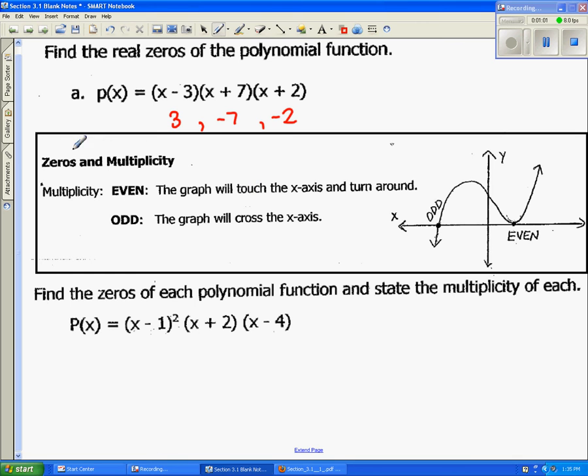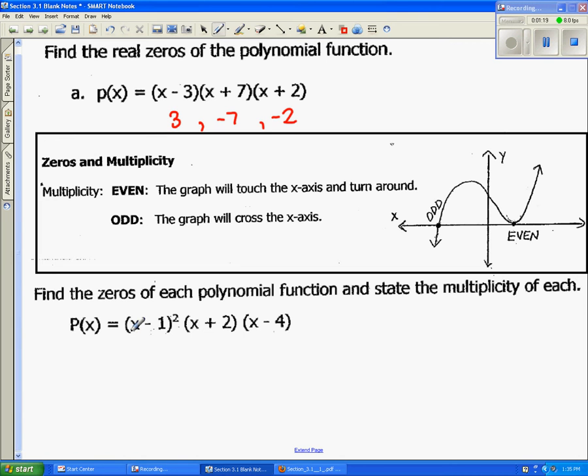And next concept, we have zeros and multiplicity. When you look at the graph of them, evens will touch the x-axis and turn around, odds will cross the x-axis. So this is the picture. See how the even never crosses this axis? The odds will cross through, and that'll make more sense in a minute.